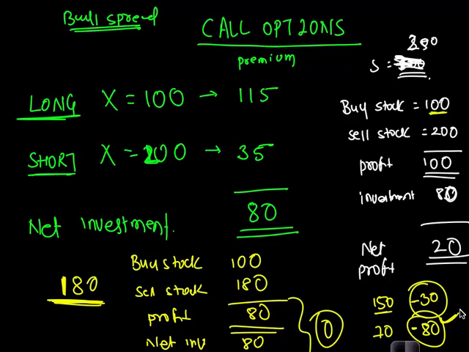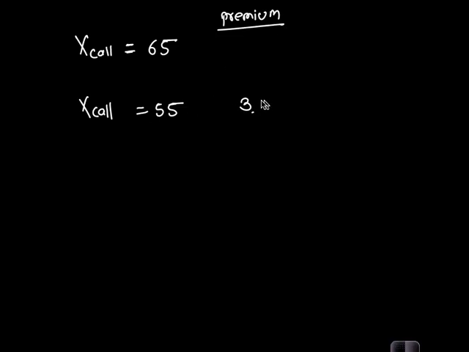Are you finding this difficult? Okay, so let's do one more then. Let us say we have two call options. Strike price of the first call is 65. Strike price of the second call is 55. Premium here is 3.5 and premium here is 1.5.